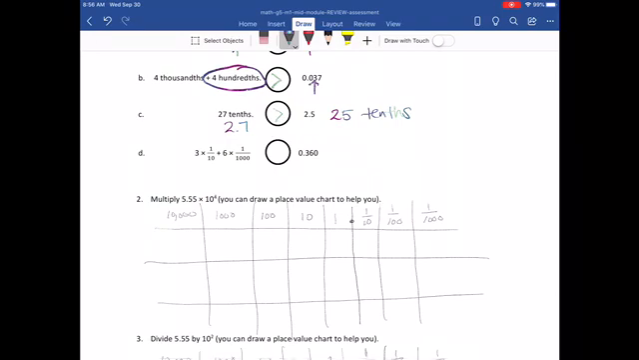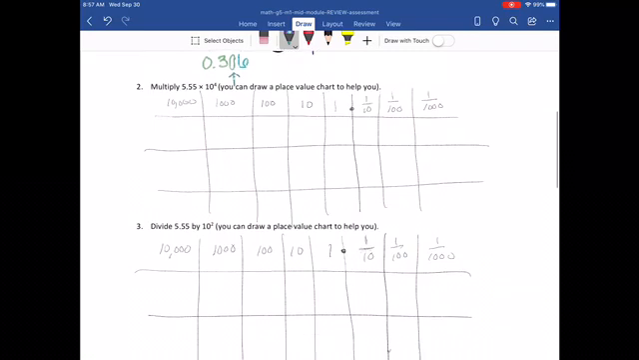Letter D, we have 3 times 1/10 plus 6 times 1/100th. Remember, you can use your place value chart here and say, well, 3 goes in my tenths place and 6 goes in my thousandths place. So I have 0 ones, 3 tenths. Notice I don't have any hundredths here, but I have 6 thousandths. So now I can compare, my tenths place is the same, but my hundredths place, I have 6 hundredths. So 0.360 is bigger than 0.306.